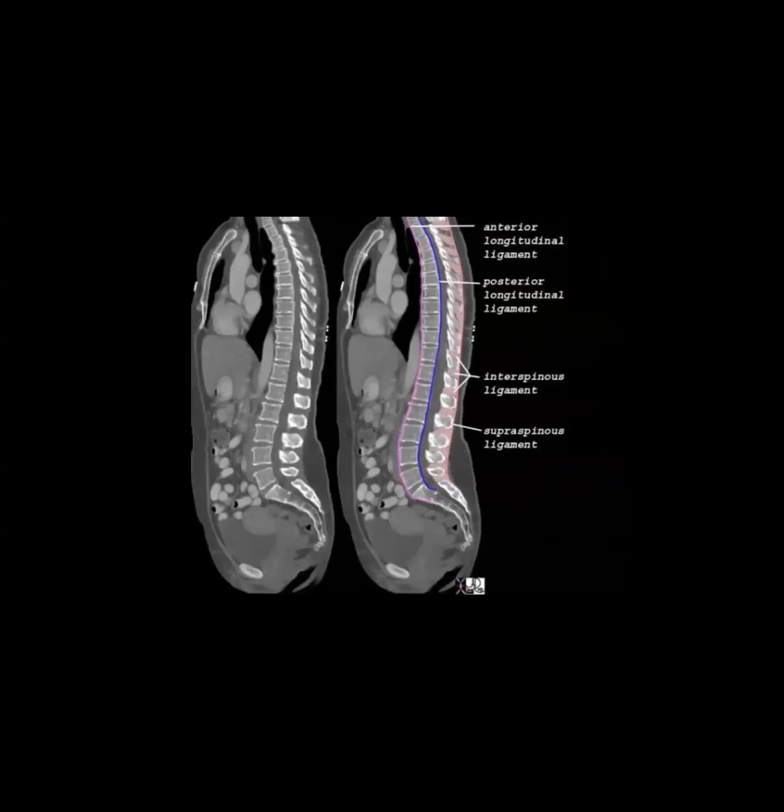Here, a sagittal MRI and a sagittal CT show the anterior longitudinal ligament lined in pink, the posterior longitudinal ligament in purple, and the interspinous ligament and supraspinous ligament in light pink.